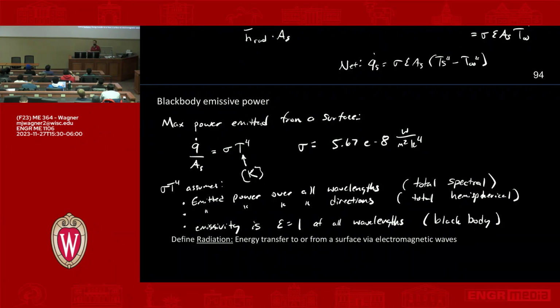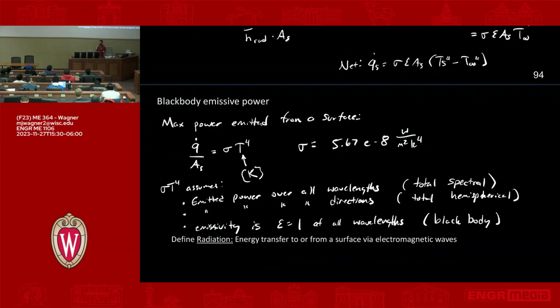And why do we call it a black body if we're talking about emitting light? Well, it turns out that the emissivity of a surface is equal to the absorptivity of the surface. We'll give some nuance to that later, but that means if epsilon is equal to 1, then absorptivity is also equal to 1. That means it's absorbing all light coming in. That's why we call it a black body. So these three assumptions are baked into this sigma T to the fourth.